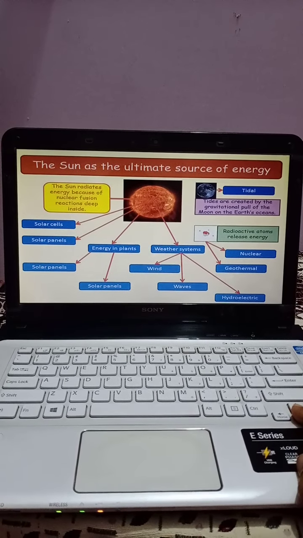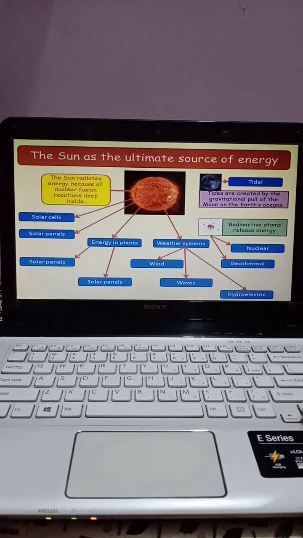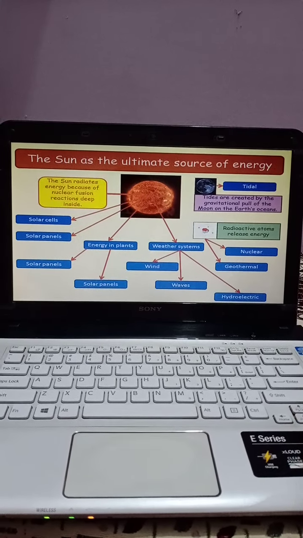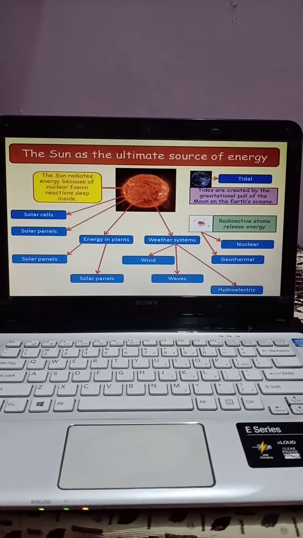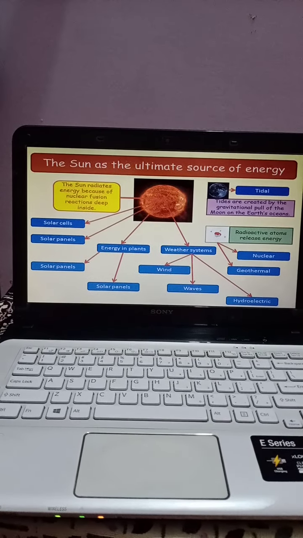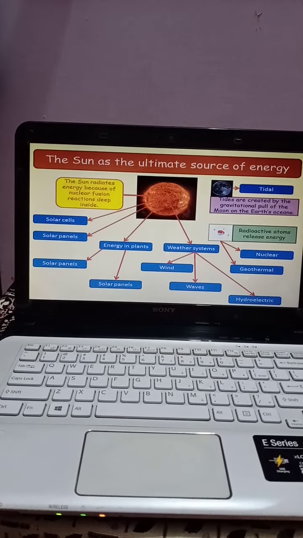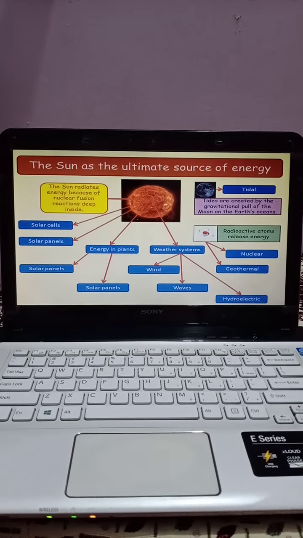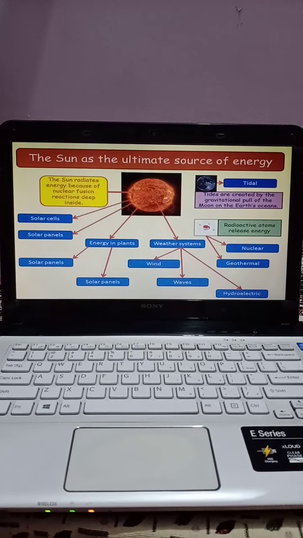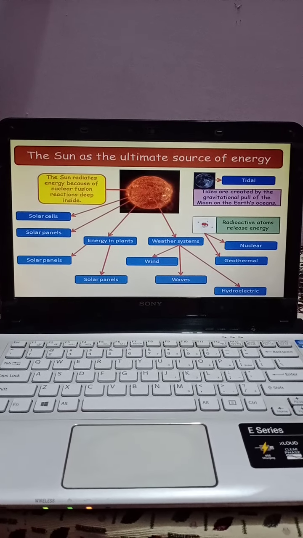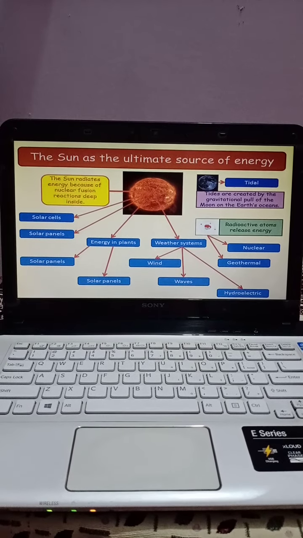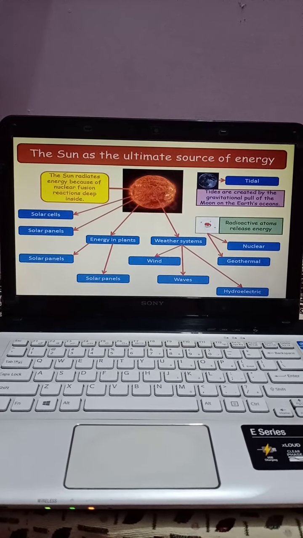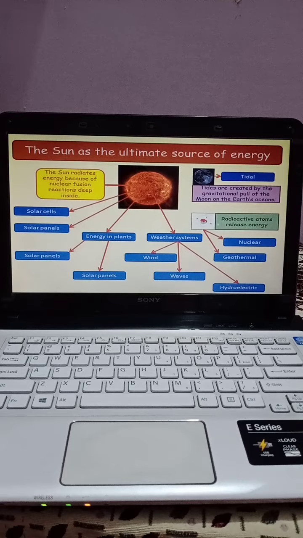Next topic is why the sun is called the ultimate source of energy. So why is the sun the ultimate source of energy? Because the sun radiates an enormous amount of energy to the earth, and whatever types of energy we are using, we will find that the sun is at last the ultimate source of energy.